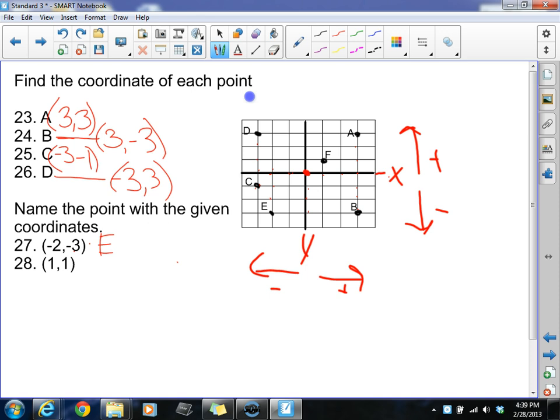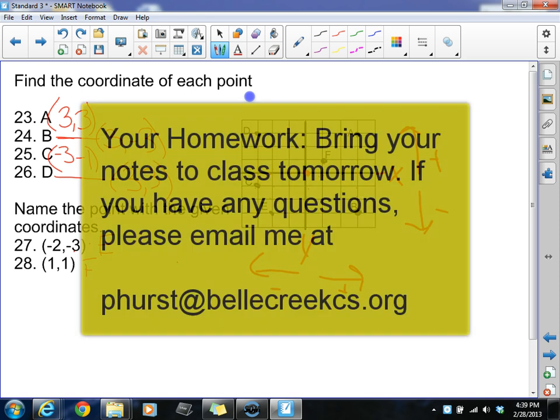And this next one, 1, 1, so I'm going to start at 0. Go over 1, and go up 1, and I see F. So the answer for that one is F.